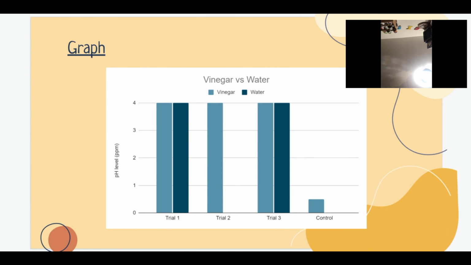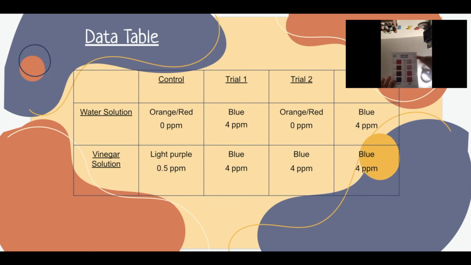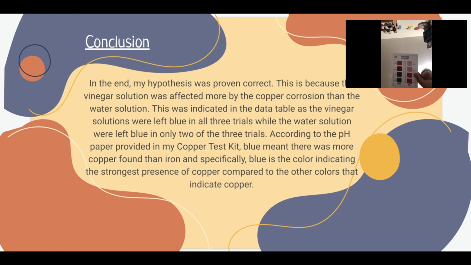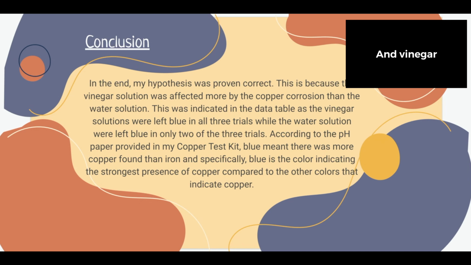But the copper vinegar ended up with 4 ppm of copper solution, which was the color blue. So as we can see, in trial 2, the only thing that changed was the copper and water. It remained at 0 ppm, while in trial 2 and in trial 1, the vinegar still remained the same at 4 ppm of copper. In trial 3, both the copper and water solution and the copper and vinegar solution ended up with 4 ppm of copper quantity, which was the color blue.